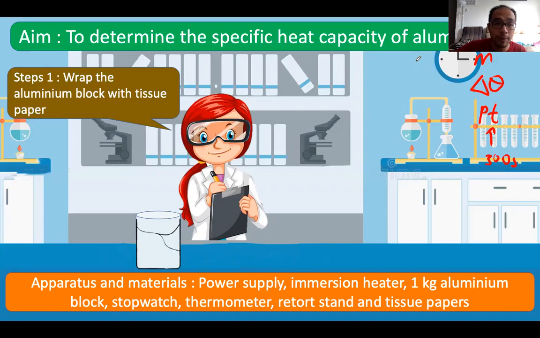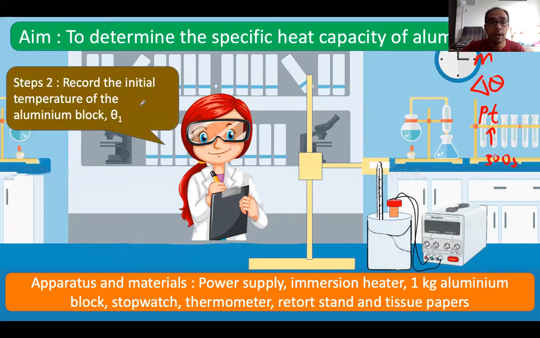And it doesn't have to be tissue paper, honestly. It can be a cloth, a heat-resistant cloth. There are many things. But since we are doing this in a lab, the most easily available material is tissue paper, so we use tissue paper. But it can be cloth, no problem. So record the initial temperature of the aluminium block as theta 1.